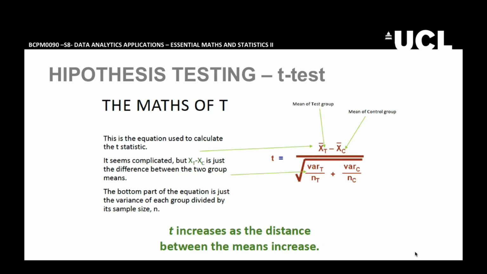Here you can see the equation that we use to calculate t. Basically, we are taking into consideration the means for each group, the variance for each group, and the sample size. And keep in mind the main idea: t increases as the distance between the means increases.